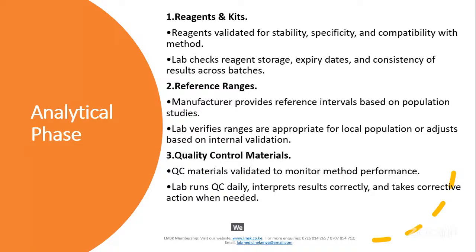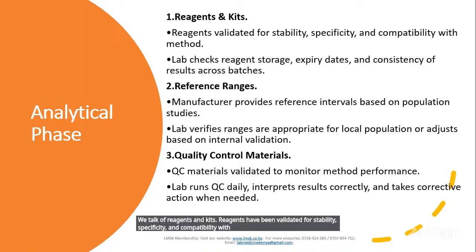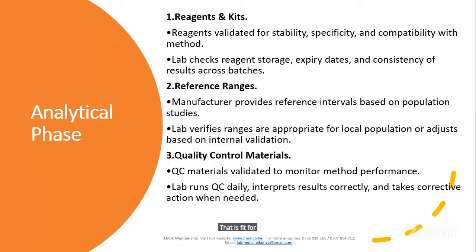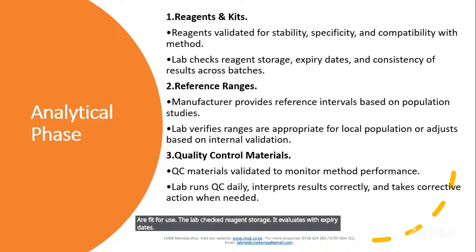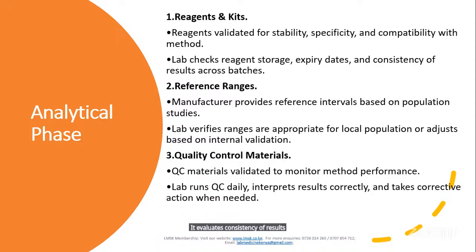In the analytical phase, we talk of reagents and kits. Reagents have been validated for stability, specificity, and compatibility with the testing method. That is fit for purpose. The manufacturer or the supplier has put that forth. So what does the lab do to ensure that these reagents and kits are fit for use? The lab checks reagent storage. It evaluates expiry dates. It evaluates consistency of results across batches. If all these things match, then the reagents and kits are deemed fit for use.